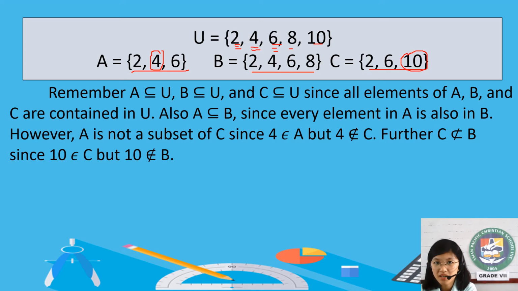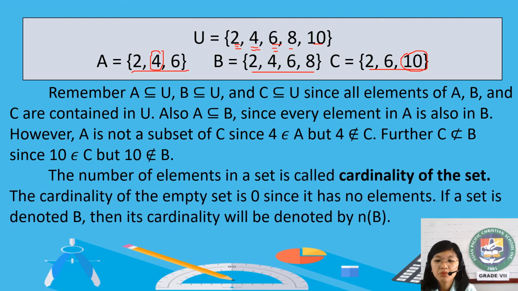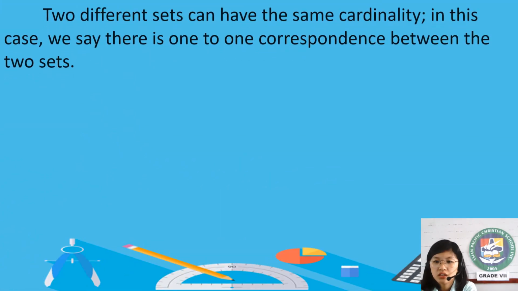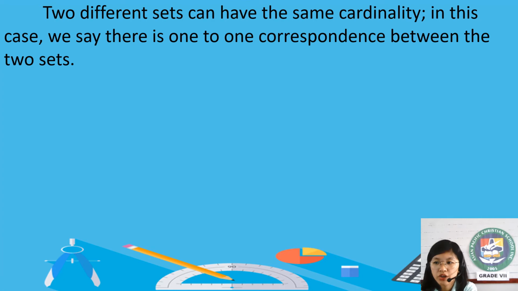So, naintindihan ba? Next, the number of elements in a set is called the cardinality of the set, and the cardinality of the empty set is 0 since it has no elements. And if a set is denoted B, then its cardinality will be denoted by n of B. And next, two different sets can have the same cardinality. In this case, we say there is a one-to-one correspondence between the two sets.